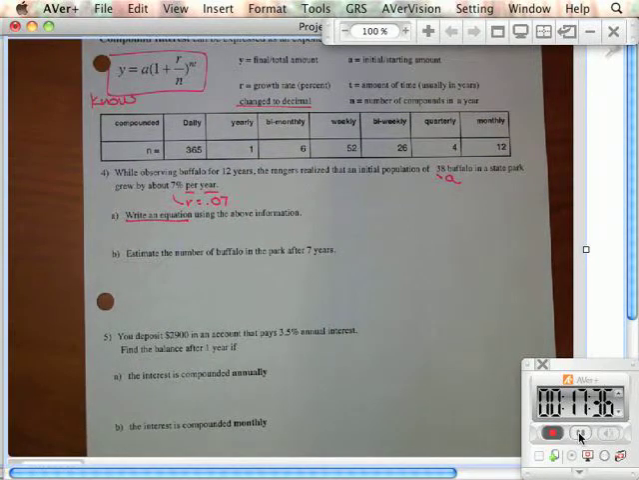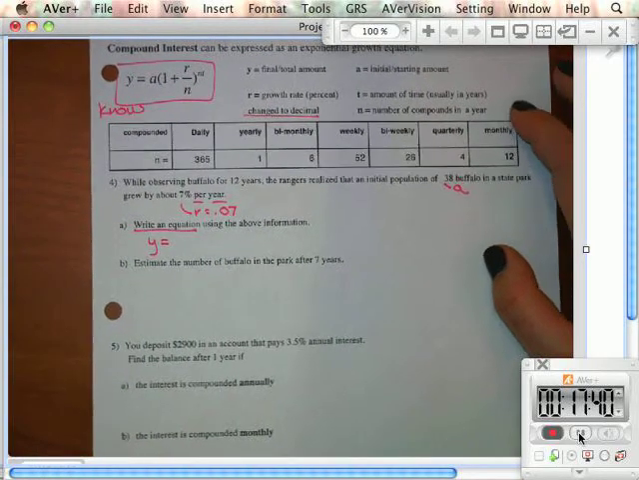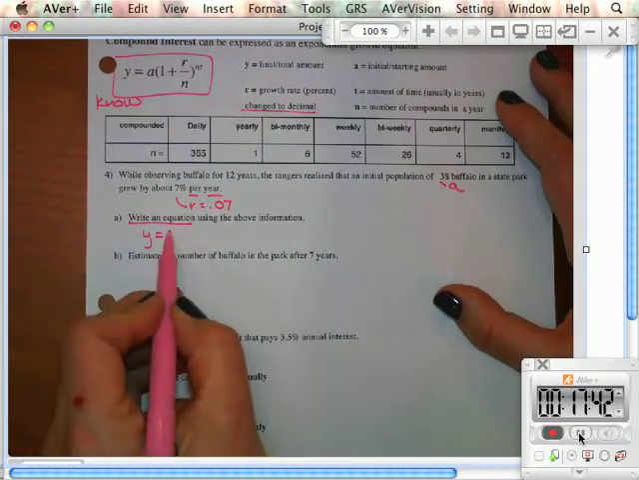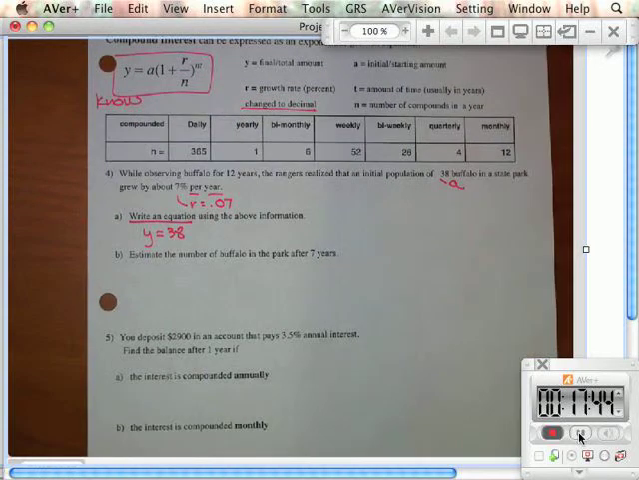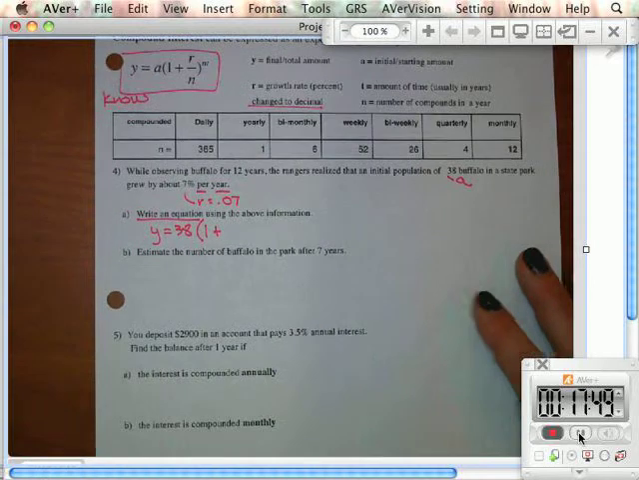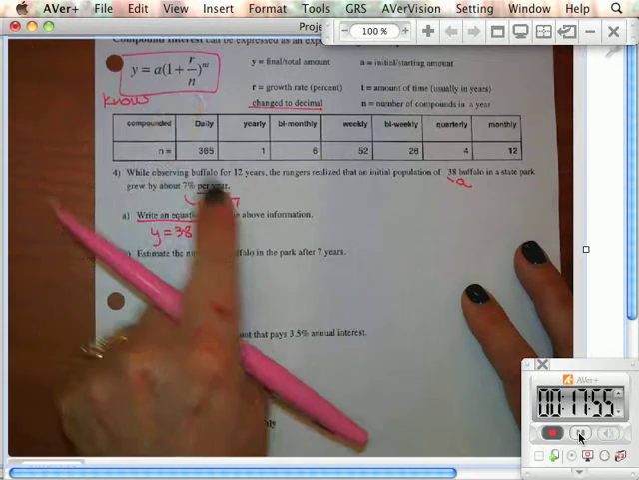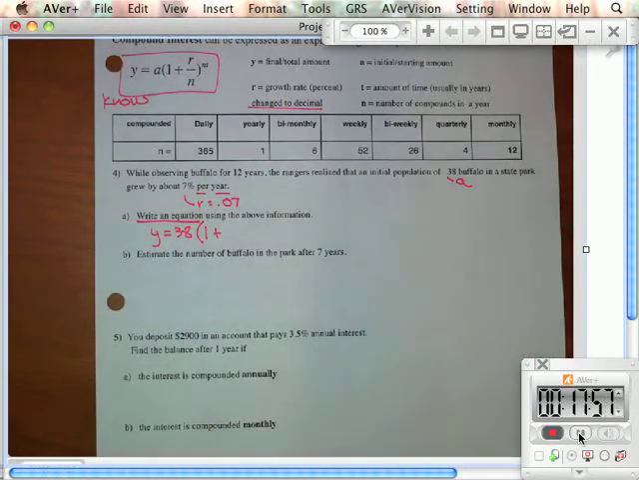So we're going to write this. Y equals, what's my starting amount? 38. Okay. Then I'm going to do the 1. That's part of my equation. What's my rate? Yes. And what is my N? What did we decide? Since it's per year, N is just 1, right? N is just 1. So we really don't need to worry about N.